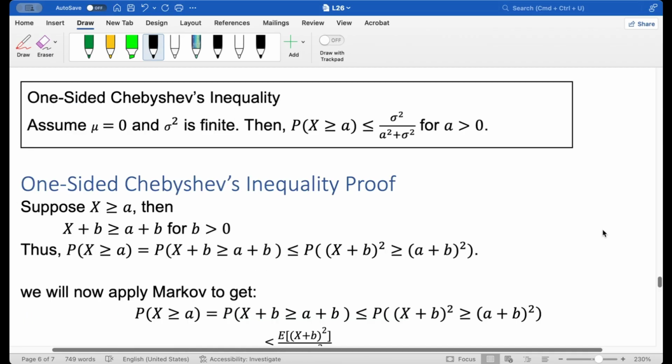Okay, so suppose that X is greater than or equal to a, and then we're going to add a positive number b to both sides. So the inequality holds, X plus b is greater than or equal to a plus b. The probability of X being greater than or equal to a is equivalent to the probability that X plus b is greater than or equal to a plus b, which is less than or equal to the probability that (X plus b) squared is greater than or equal to (a plus b) squared.